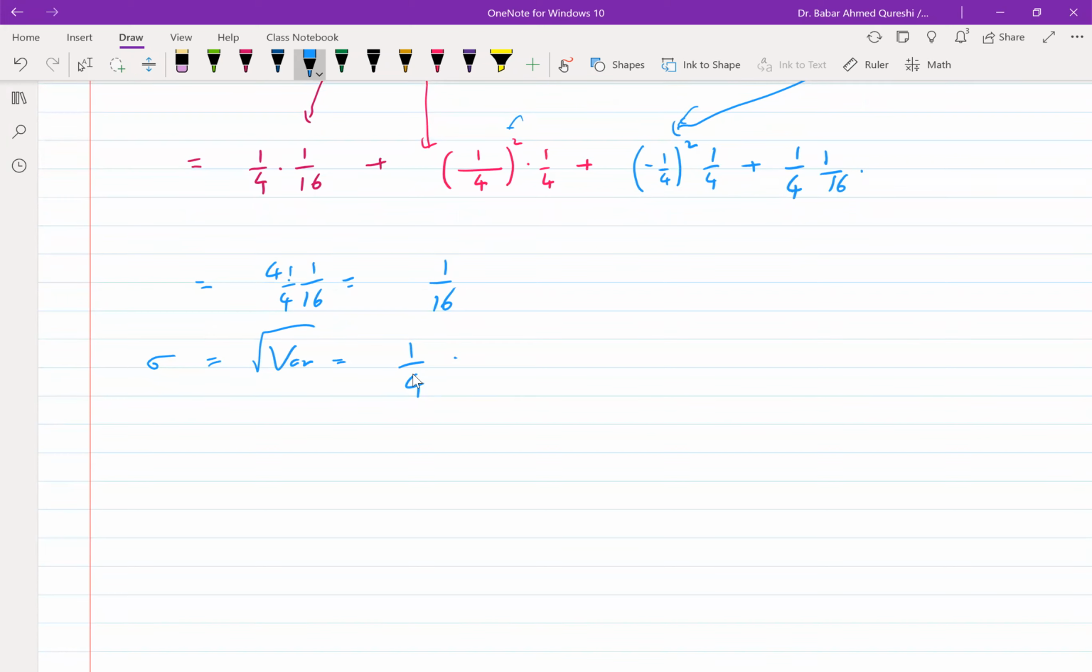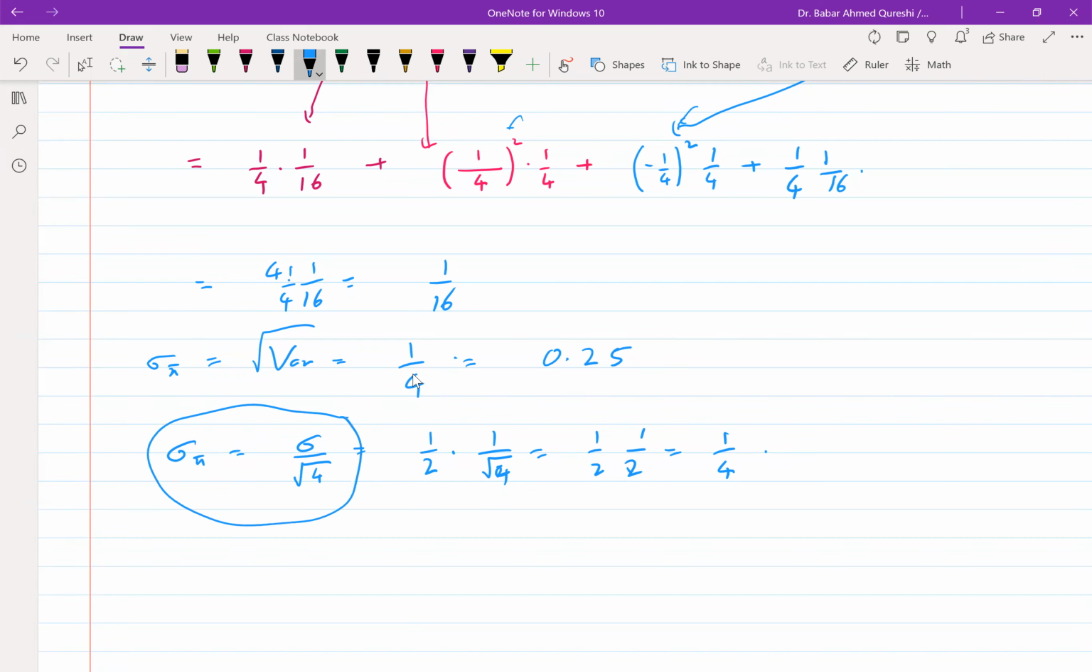So what I have got, this has been further reduced. It has become 0.25. This is the standard deviation of the sample mean. And I expect it to be equal to sigma over square root of the sample size. Original sigma was 1/2. Sample size is 4. And I have this exactly equal to this thing. I have verified this formula.